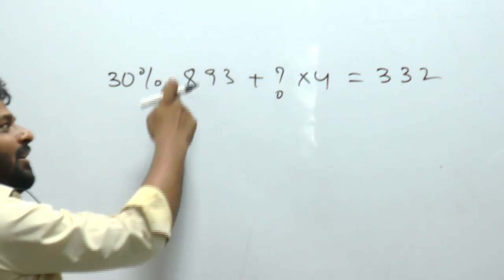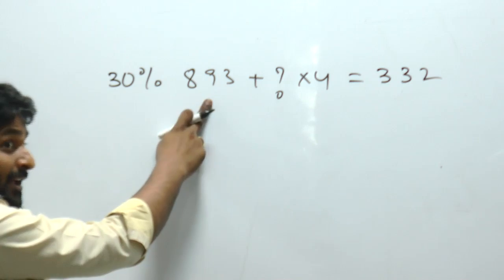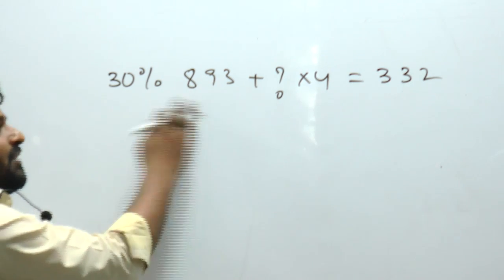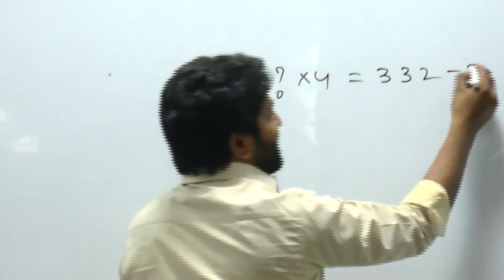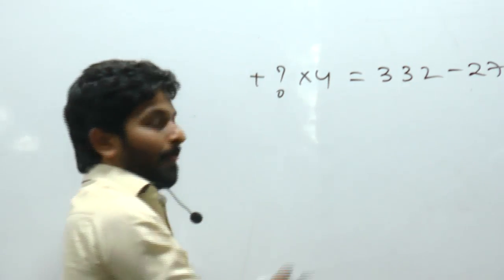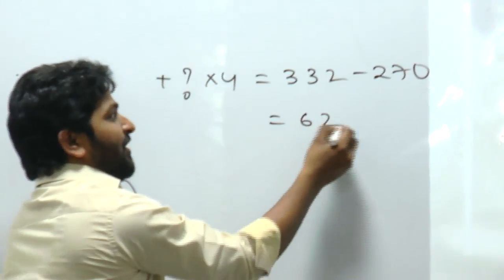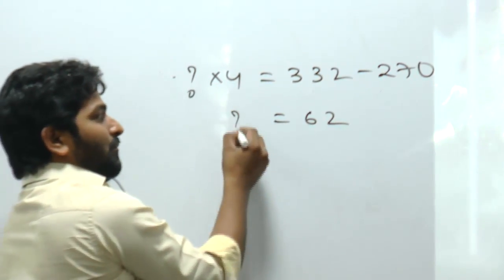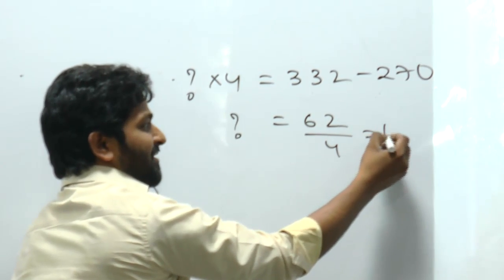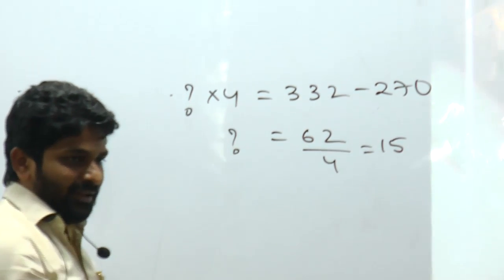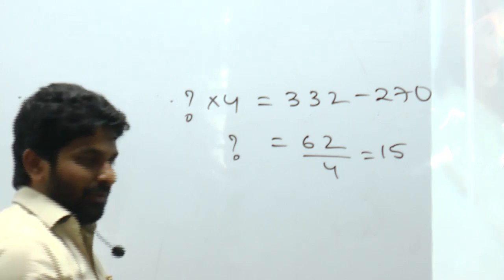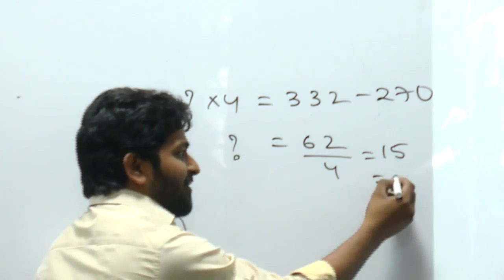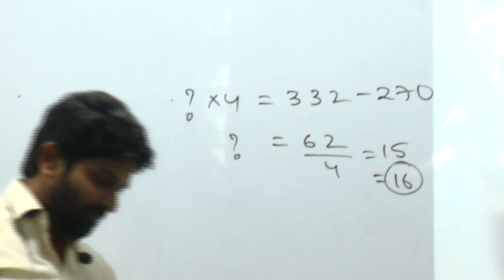Let's make it 900. 10% of 900, 90. 30%, 270. Take this 270 to right hand side, minus 270. How much is difference? 62. X is equal to 62 by 4. How much is this? 15 point something. Do you have 15 there? What is your answer? 16.